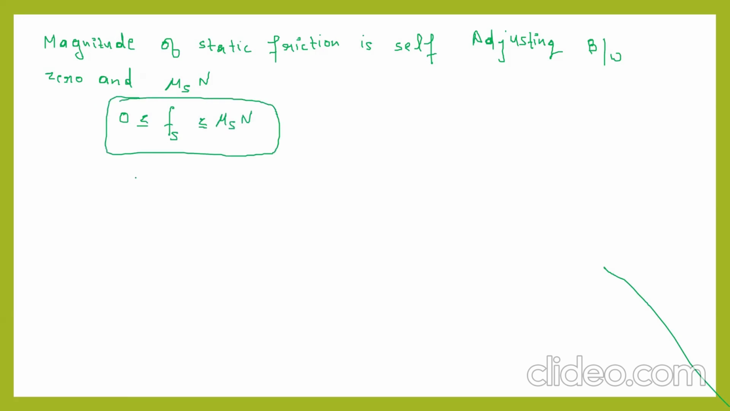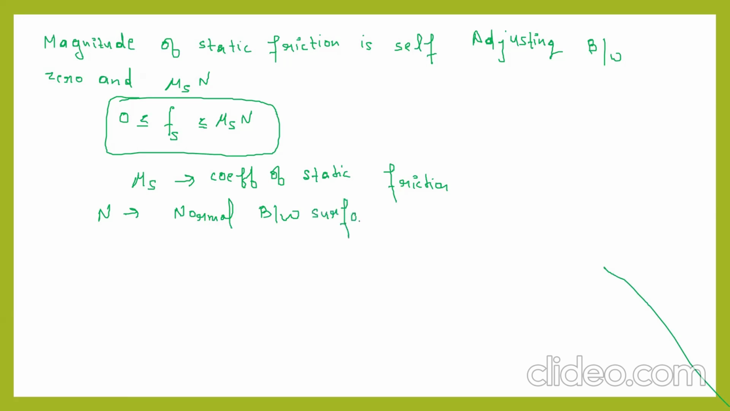What is mu S? You can write, I will explain, don't worry. Mu S is the coefficient of static friction. What is N? Normal reaction between the surfaces where friction is considered.